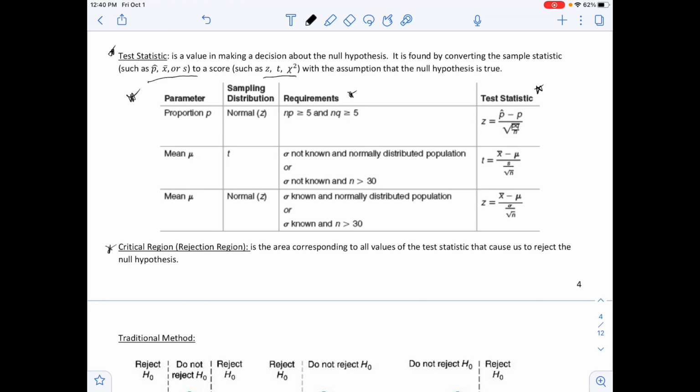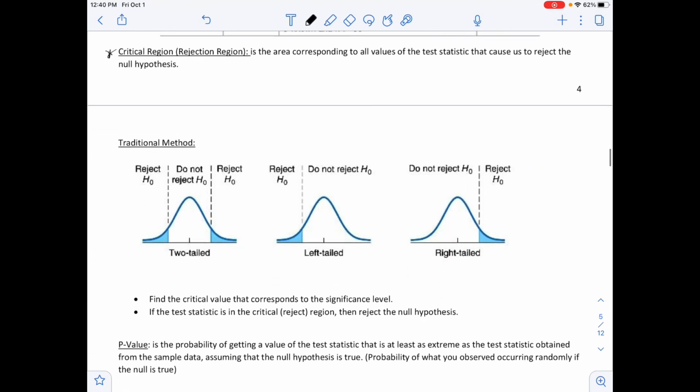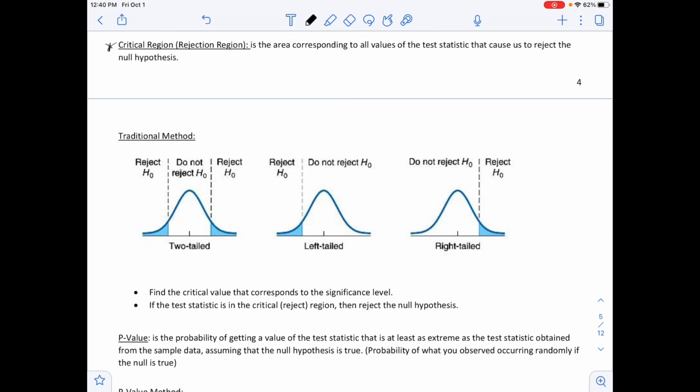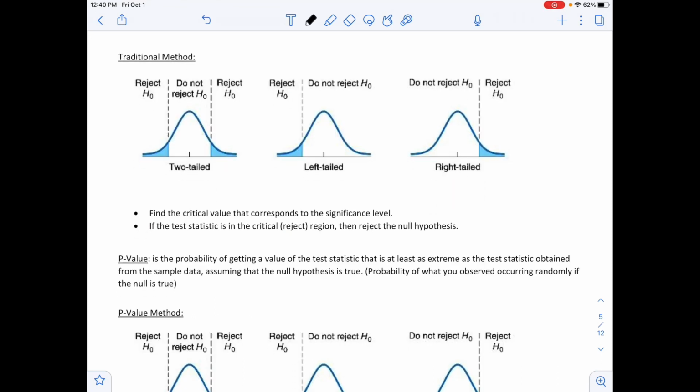Below that we have a critical region or a rejection region. And this is the area corresponding to the values of the test statistic that cause us to reject the null hypothesis. So on the next page, it discusses that there are 3 different methods to conduct a hypothesis test. We'll talk about all 3 of them briefly, and then talk about the one that we will mostly be focusing on at this point.